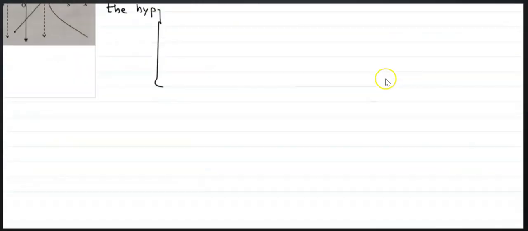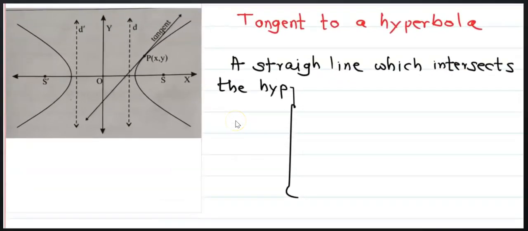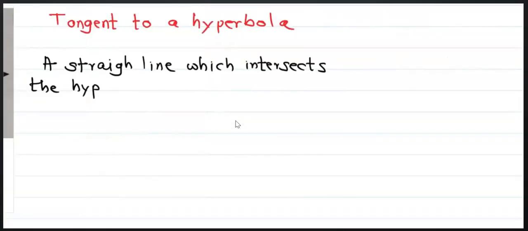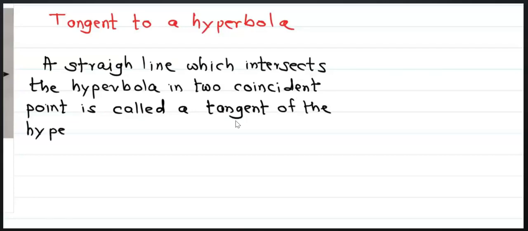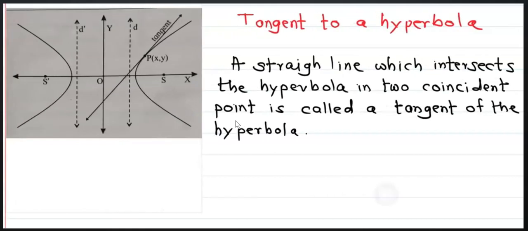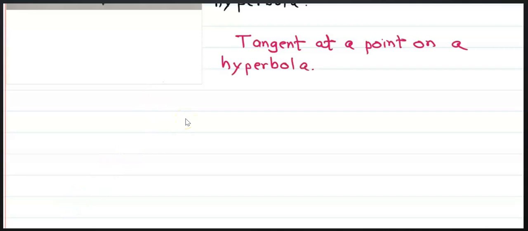A straight line which intersects the hyperbola at two coincident points is called a tangent to the hyperbola. Tangent on a hyperbola.